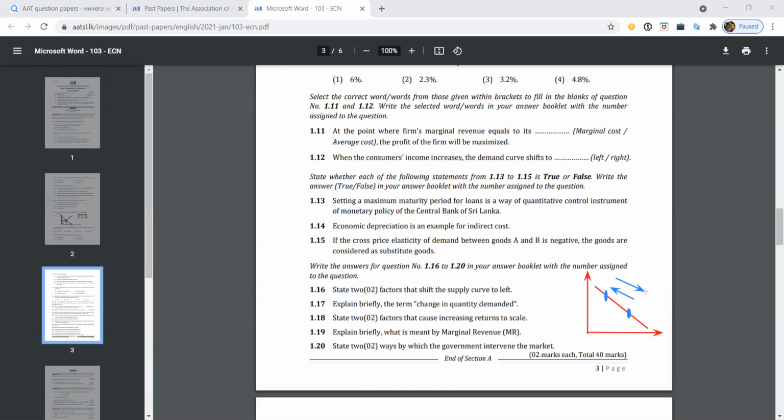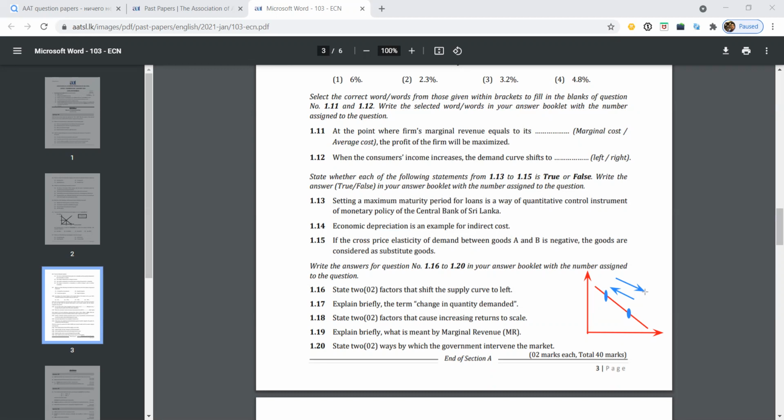Change in quantity demanded is referred to as movements along the demand curve due to the change in price of the good itself, while other factors are held constant. Other factors are said to be constant.